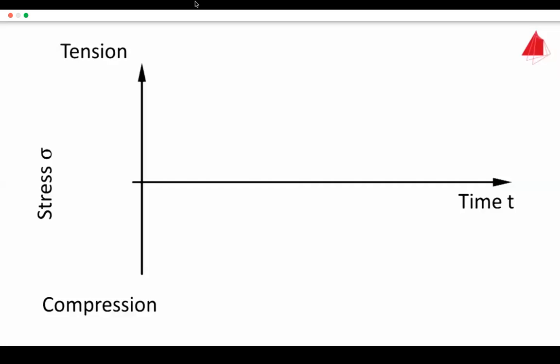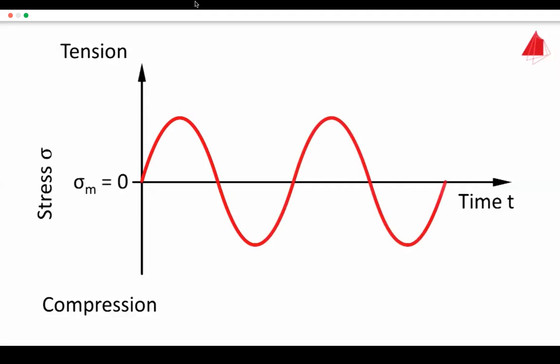To compare materials in a fair way, the different cyclic loads are converted to the respective stresses acting in the specimen. In this case, the stress alternates sinusoidally around the mean value, which is termed mean stress sigma m. In this series of tests, the mean stress is 0.